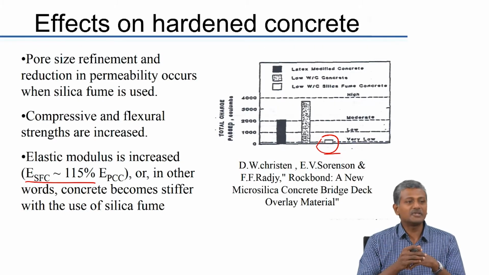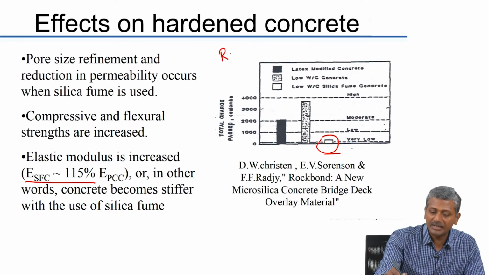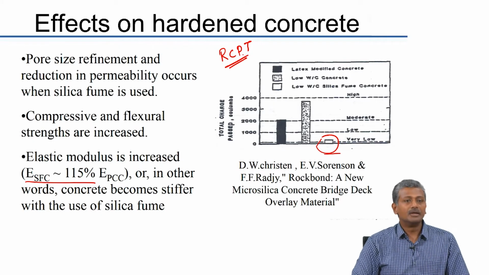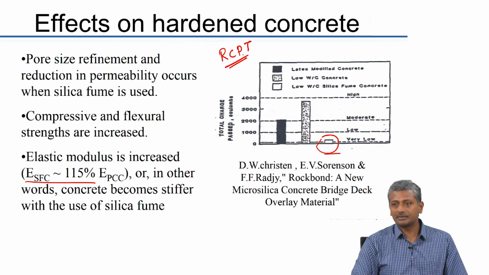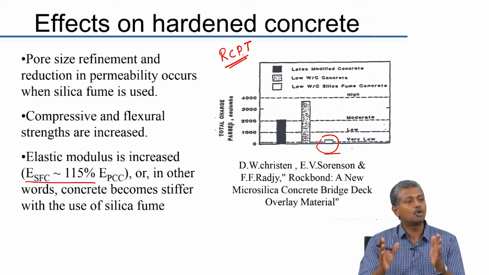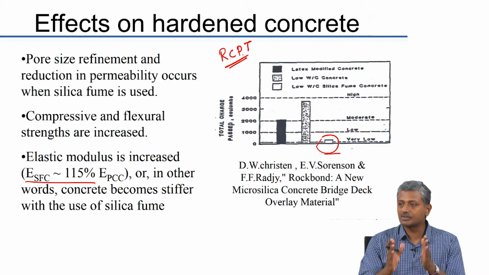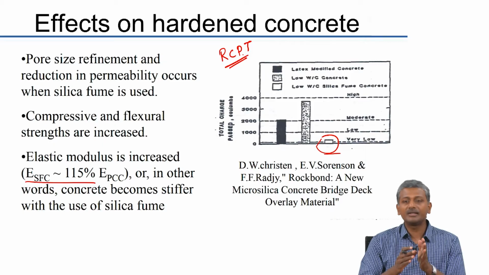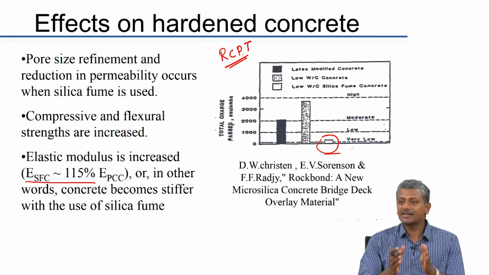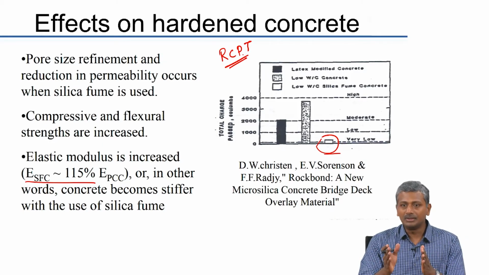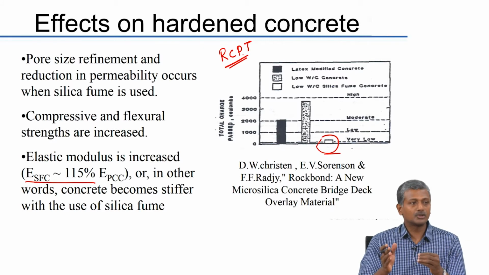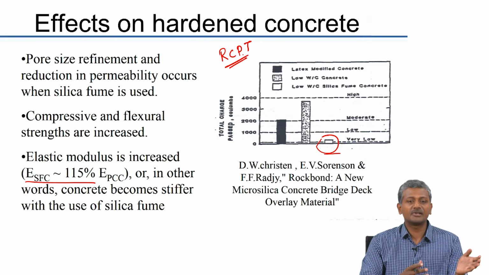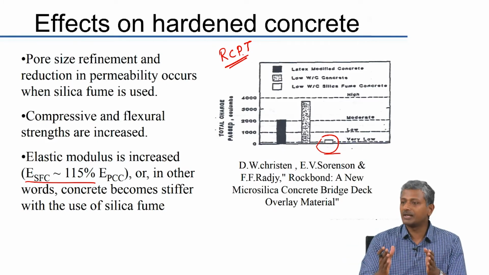Now this test method, that is the rapid chloride permeability test, or RCPT, we will talk about this again in the durability section. Basically what you do is you apply a 60 volt potential difference between two faces of a concrete specimen that is 50 millimeters thick. You expose one face to sodium chloride, the other face to sodium hydroxide. The science is that because you are driving this potential, the chlorides are driven through the concrete towards the anode. Okay. The chloride being negatively charged goes towards the positively charged electrode.